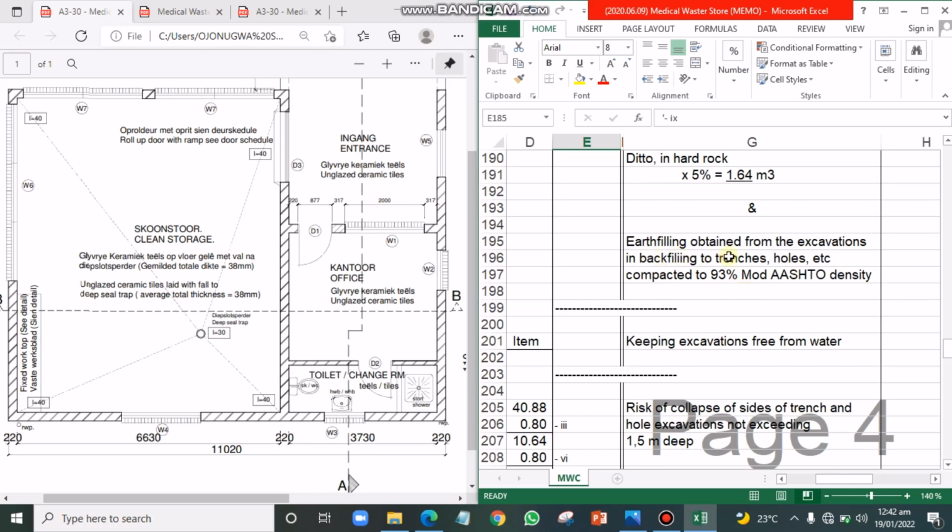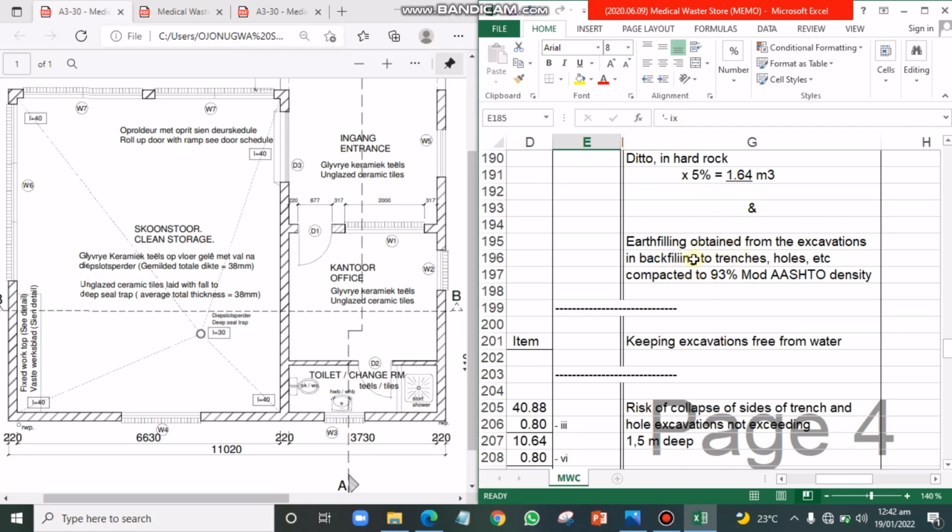Then last thing is earth filling obtained from the excavations in backfilling to trenches, holes, etc., compacted to 93% of this. So this is like backfilling. I've explained the concept of backfilling in the videos I've linked before now. So I'll still put it down. If you want to learn more about backfilling, I'm going to indicate it in the description. You can go down and click on it, watch that video, and I believe you will have a perfect understanding of what backfilling is. So with that, you are done with this.